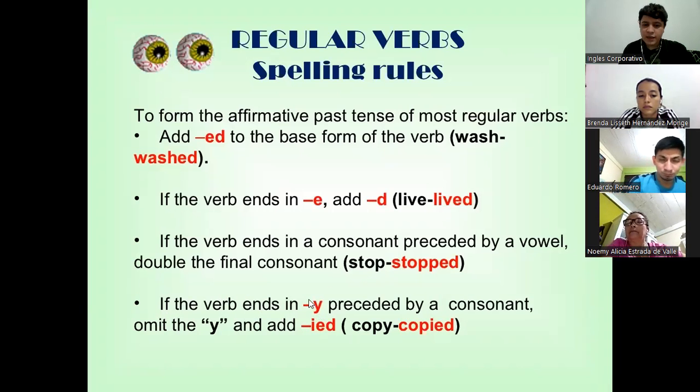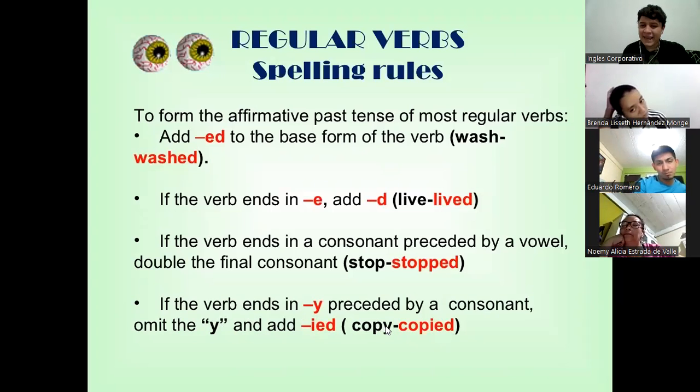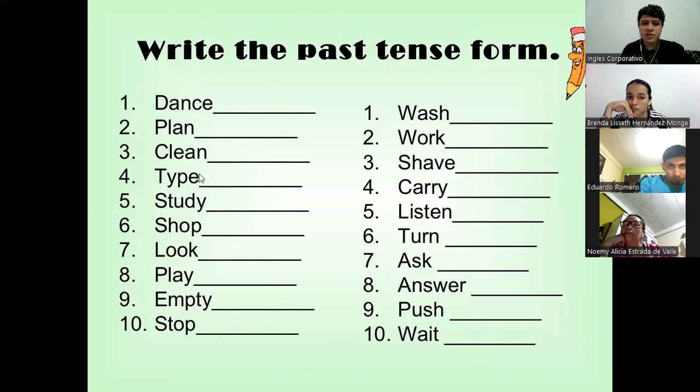Y el último, chicos. Si los verbos terminan en Y, okay, en Y, seguida de una consonante, vamos a eliminar la Y y vamos a agregar IED. Por ejemplo, tenemos copy, copied. Okay? You see? Quitamos la Y que está aquí y le agregamos IED. Pero solo para las palabras que terminen en una consonante y Y, ¿ok? Consonante y Y. Si hay una vocal y Y, por ejemplo, en el verbo play, solo vamos a agregar ed, right? Played.